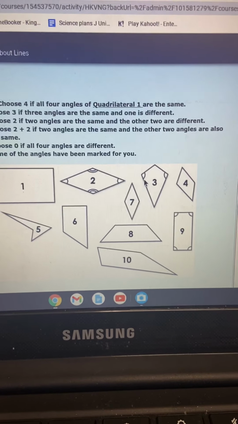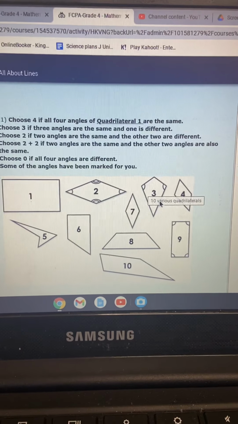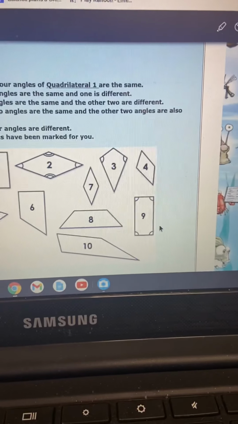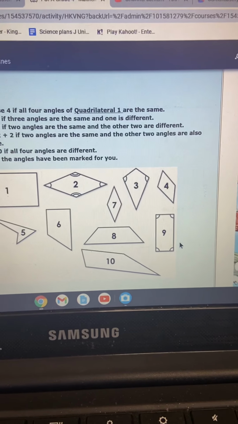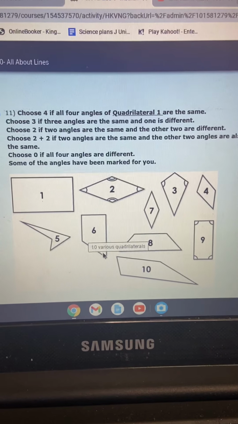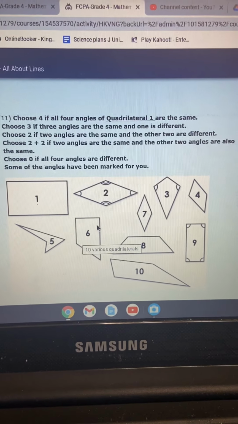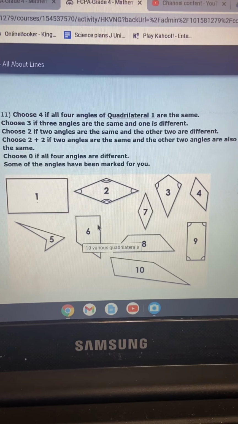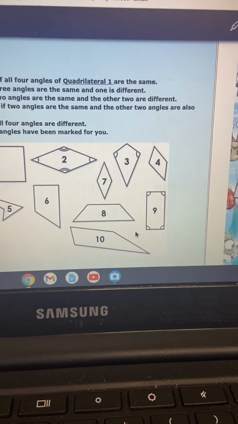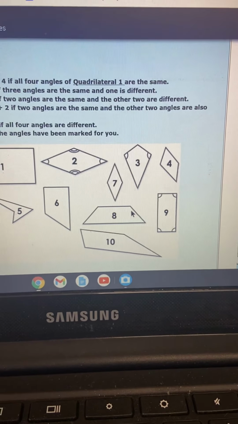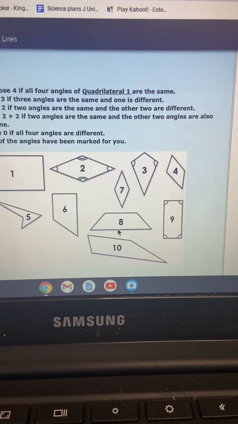So then when we look at quadrilateral 3, we know these 2 are the same, but these are not. So this one just has 2 angles that are the same. We'll look at 4. None of those angles look the same, so that one would be 0. If we look at 6, these 2 angles definitely aren't the same, but look, there are 2 right angles up here. There are 2 perfect square corners. So this would have 2 angles the same. If we look at quadrilateral 8, these 2 are the same, and these 2 are the same. So it would be a 2 plus 2.